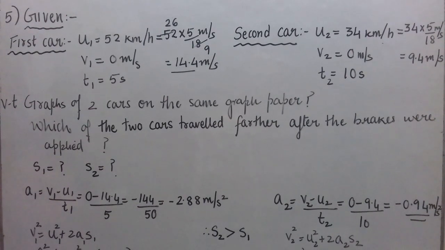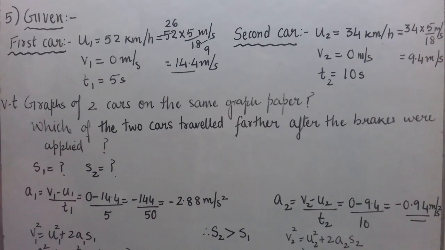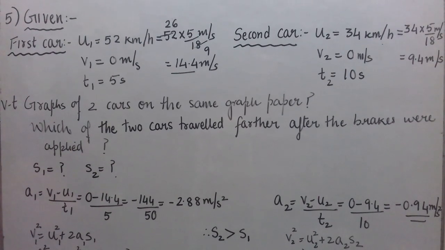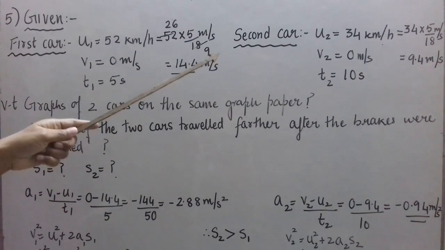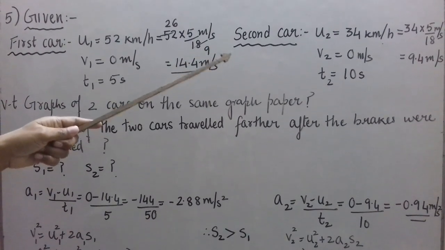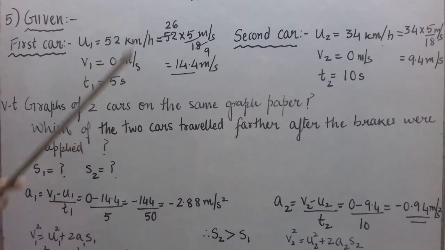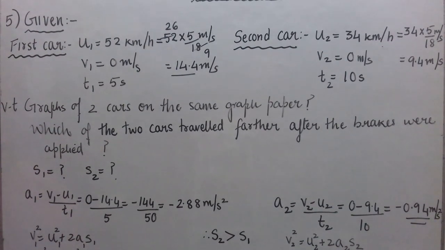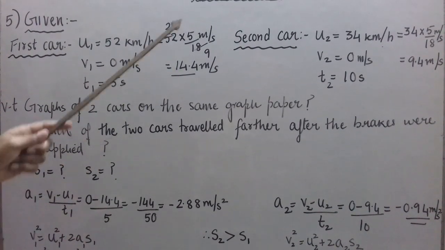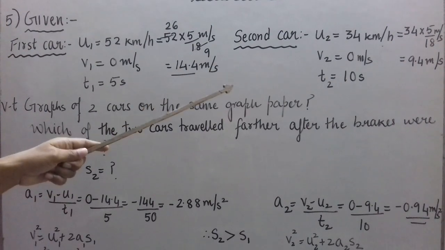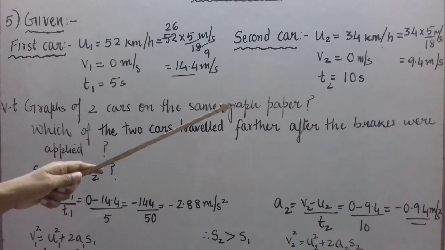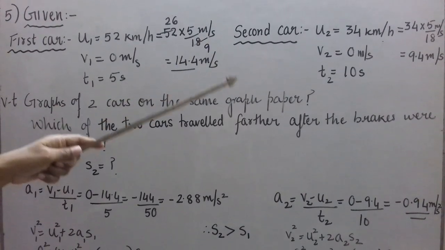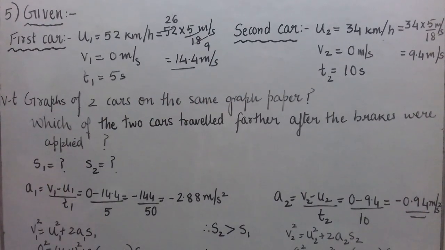Then in another car, the driver applies the brakes. First his speed was 34 km per hour. So for second car, initial speed U2 is 34 km per hour. And then he applies his brakes slowly and stops in 10 seconds. It means final speed V2 is 0 meter per second and time taken T2 for this change in speed is 10 seconds.